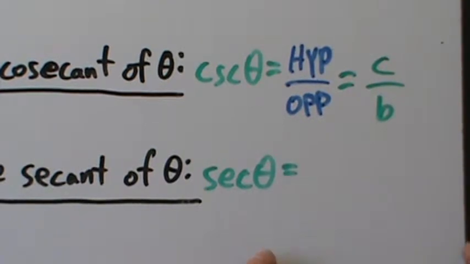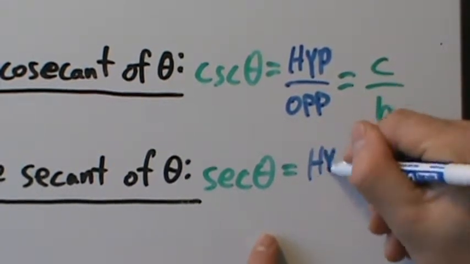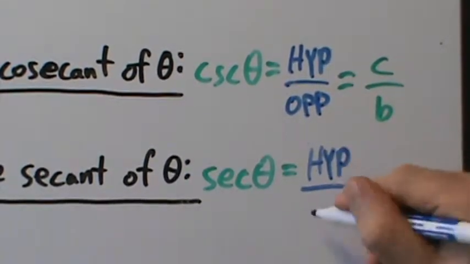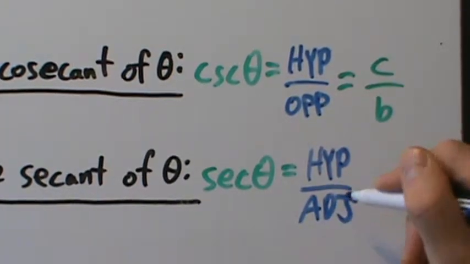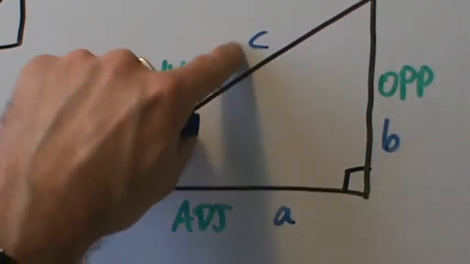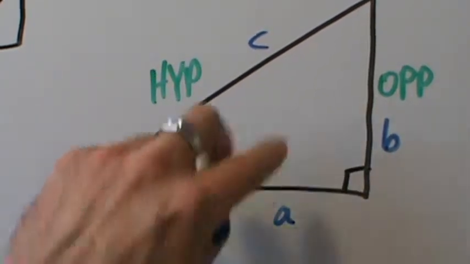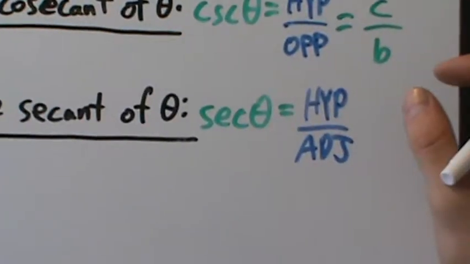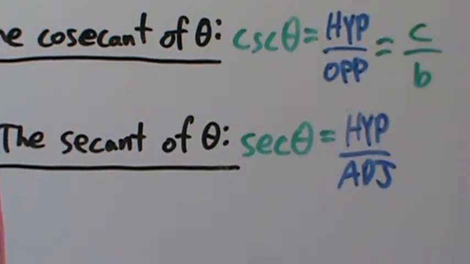And that is defined to be the hypotenuse divided by the adjacent side. So the secant of theta, if here's theta, is defined to be the hypotenuse divided by the adjacent side. So that's C over A, for this particular triangle, C over A.